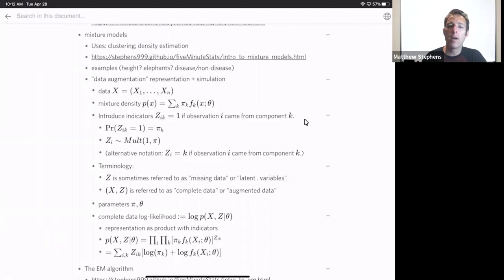Okay, so today's lectures are going to focus on mixture models and the EM algorithm. First we're going to talk about mixture models and what they are. There's a reading here for you, but I'm just going to give a different introduction in the video to complement that.